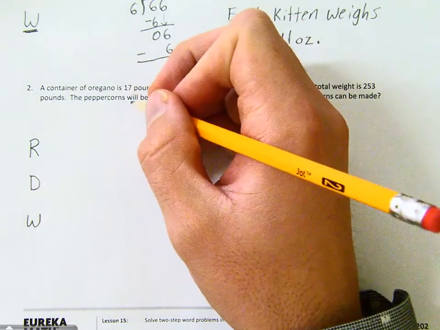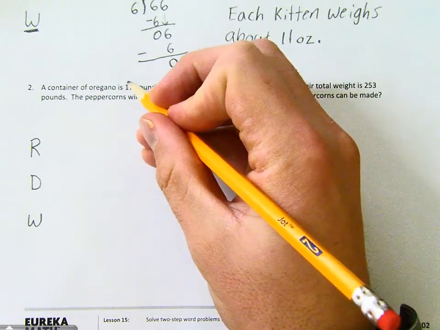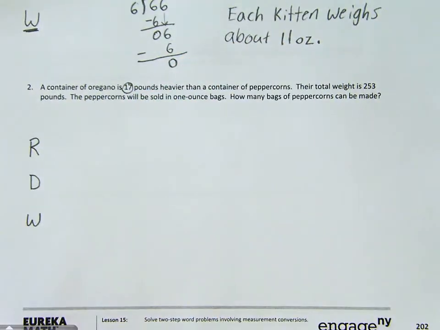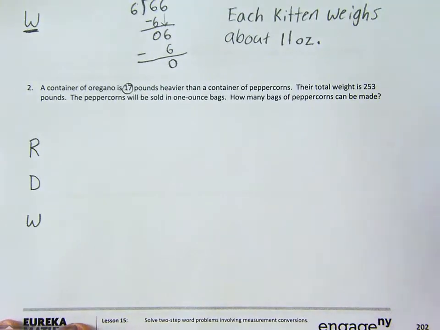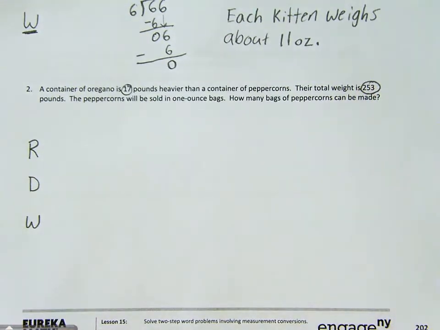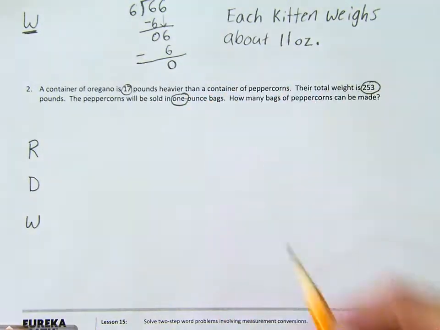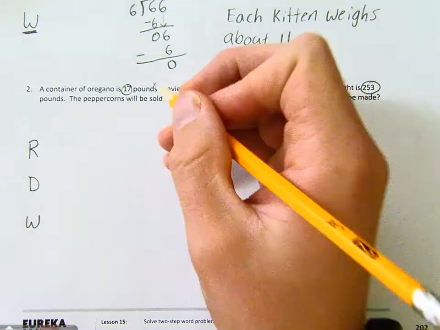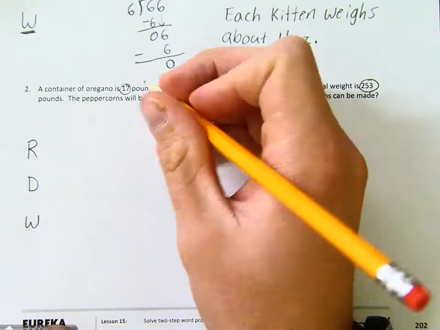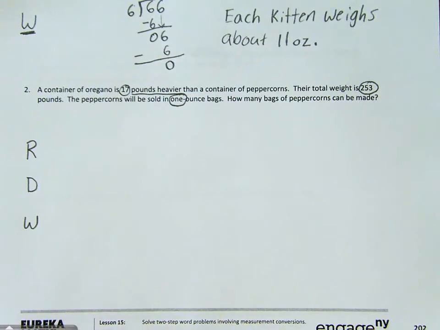So let's go back through it this time and we'll circle all of our numbers. A container of oregano is 17 pounds heavier than a container of peppercorns. The total weight is 253 pounds. The peppercorns will be sold in 1 ounce bags. How many bags of peppercorns can be made? So we know that our oregano is 17 pounds heavier. So let's make note of the unit.